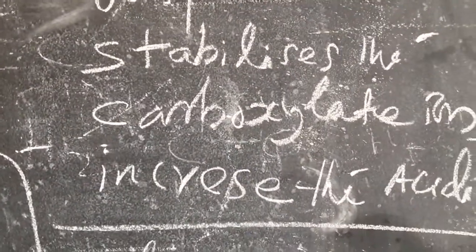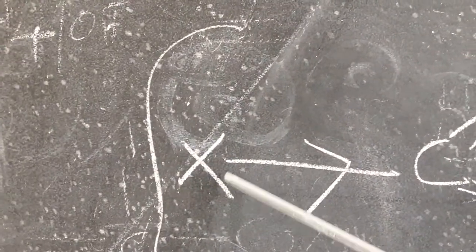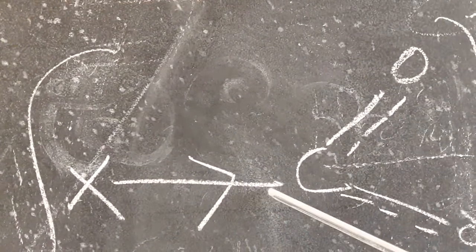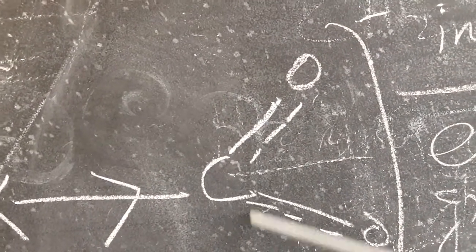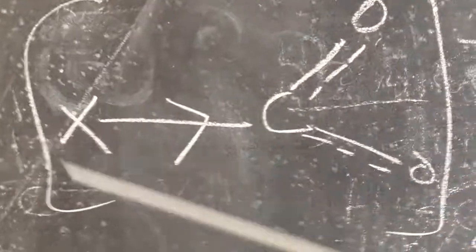As I have written, that increases the acidity of the carboxylic acid. Similarly, if it is a group X which donates electrons, which releases electrons, naturally the negative charge cloud, the electron cloud, will be more here. So that's written here: electron releasing groups result in an increase in negative charge and destabilize this ion, and therefore the parent compound shows a decrease in acidity.